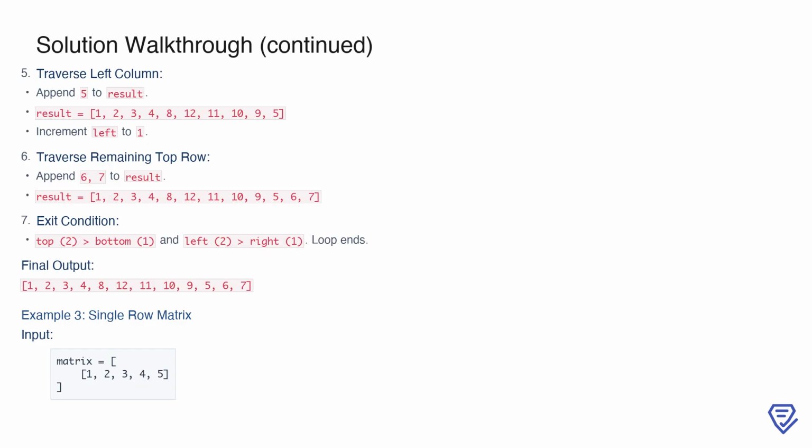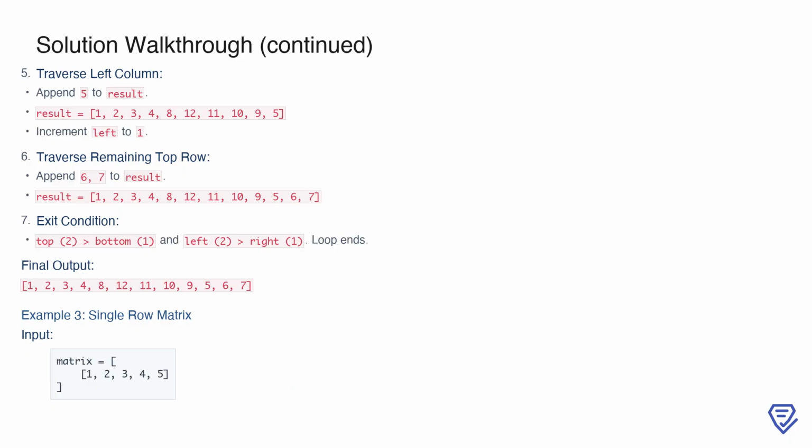Now, we handle the left column, traversing upward. The only element here is 5 from matrix[1][0], which gets appended to the result, making it 1, 2, 3, 4, 8, 12, 11, 10, 9, 5. The left boundary is incremented to 1. Next, there is a remaining top row to traverse. Moving from left to right, we append 6 and 7 from matrix[1][1] and matrix[1][2], respectively. This finalizes the result as 1, 2, 3, 4, 8, 12, 11, 10, 9, 5, 6, 7.